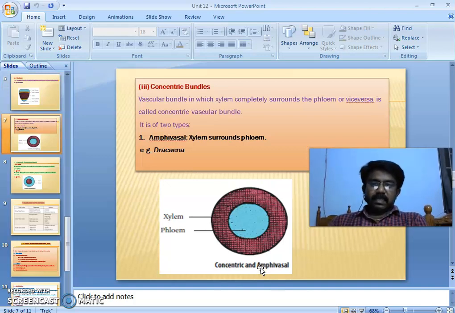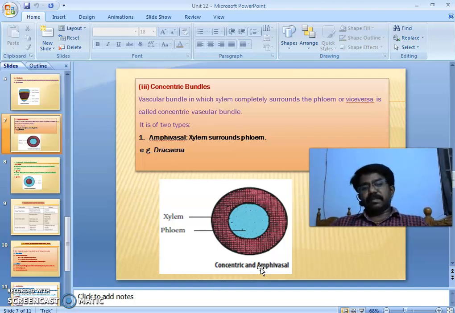Next, concentric bundles. Vascular bundles in which xylem completely surrounds the phloem or vice versa is called a concentric vascular bundle. It is of two types.